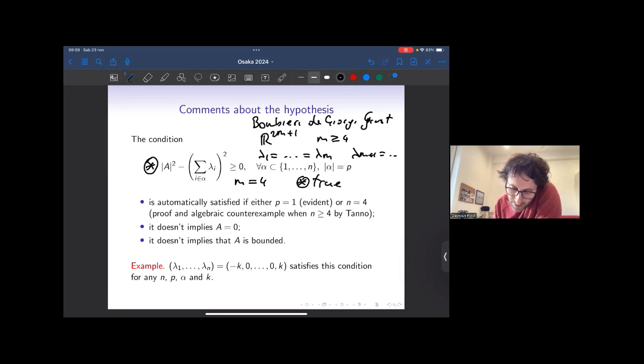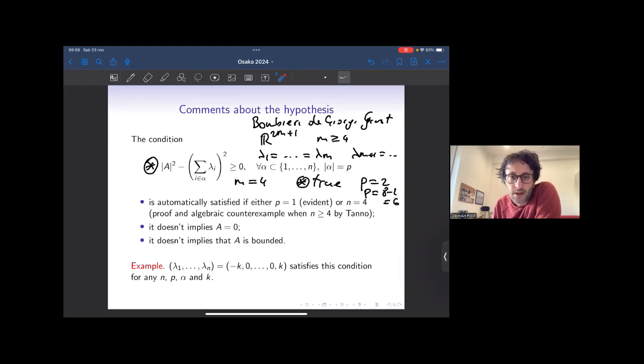In the example of Bombieri, De Giorgi, Giusti, it holds for P equal to 2. And of course, by duality, P equal to 8 minus 2, which is 6. Okay. But of course it's not for any P. Yeah, okay, thank you very much.